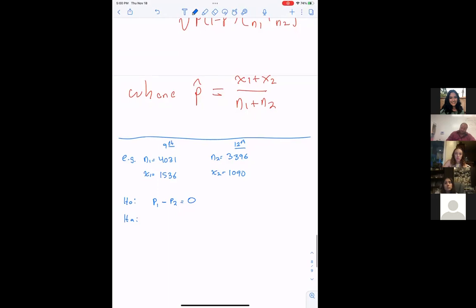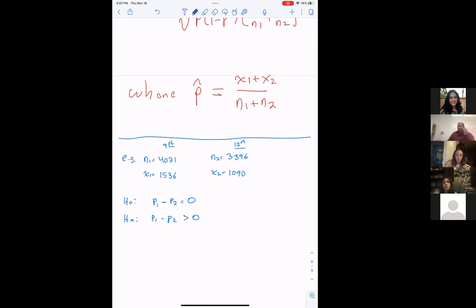P1 minus P2 is less than 0. Well, I'll read the question again. Do these data give evidence that the proportion of ninth graders who eat breakfast daily is higher than the proportion of 12th graders eating breakfast daily? Okay, then greater than 0. We're looking to see whether or not the evidence supports the fact that P1 is greater than P2. Do the data provide evidence of this or not?